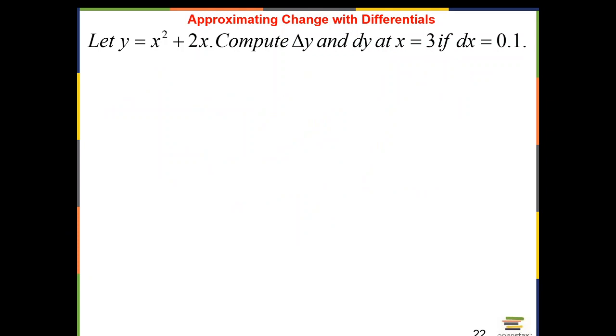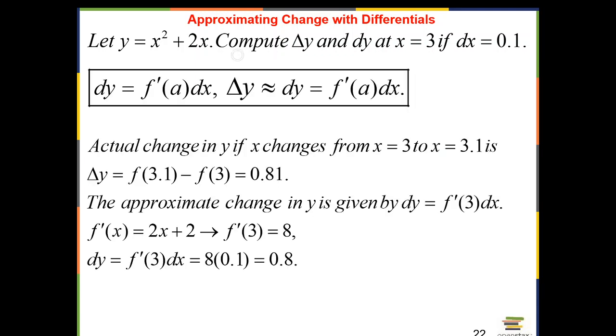So let's first of all calculate delta y and dy just to practice and see the difference. So here's a function. Of course, delta y for x equal to 3 and dx equal to 0.1. Delta y is the difference between f of 3.1 and f of 3, right? That's delta y. And we could just use a calculator and do that. We get 0.81.